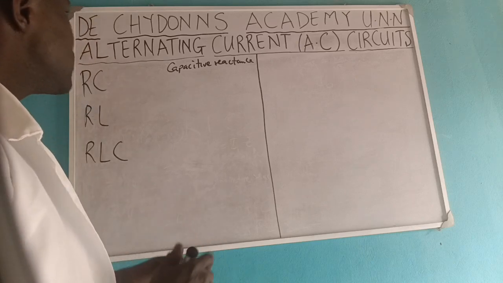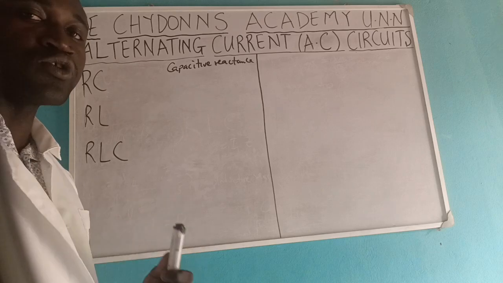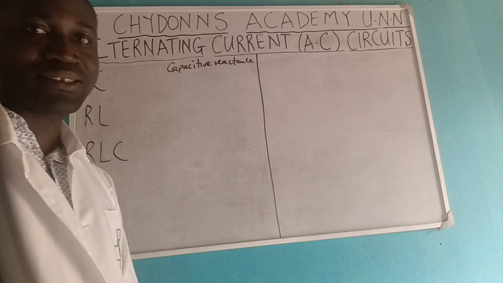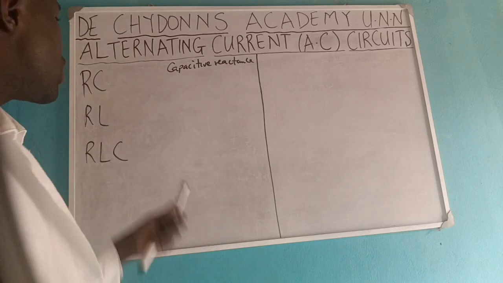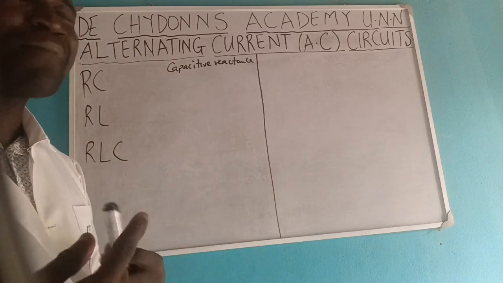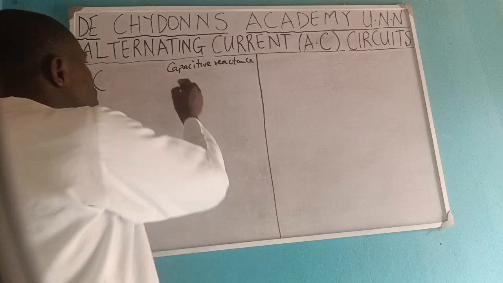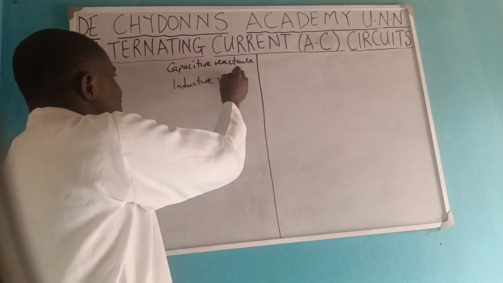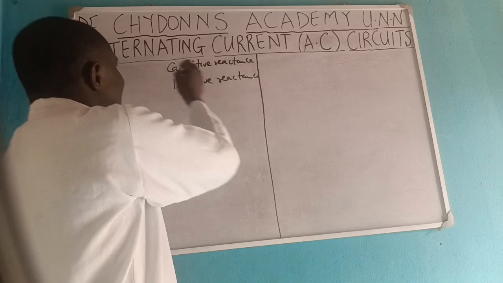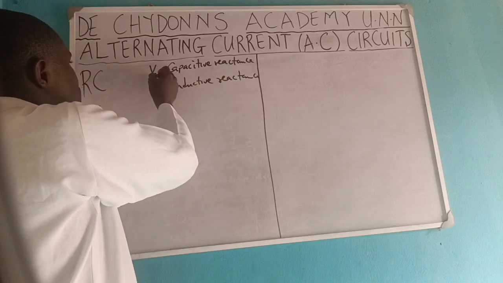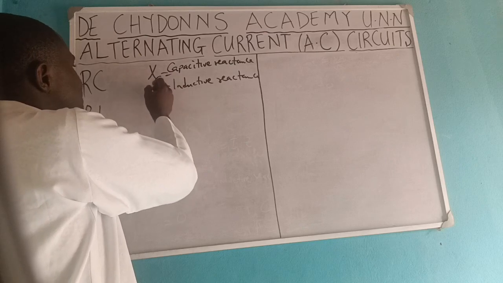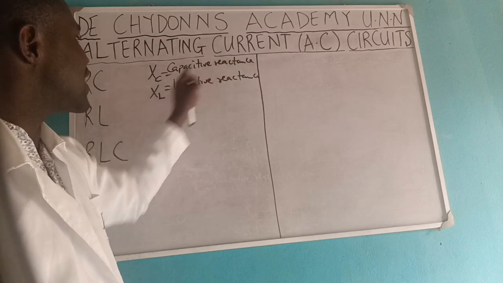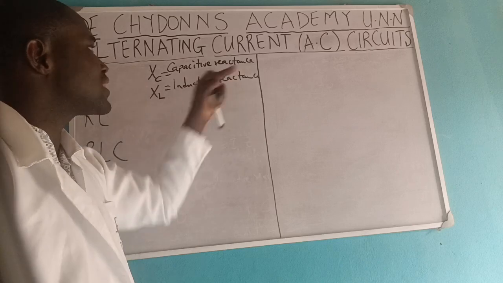But when the current is opposed by a capacitor, we call it capacitive reactance. Also, the opposition to the flow of electric current by the inductor is called inductive reactance. This one we represent with XC, whereas this one we represent with XL. XC means capacitive reactance, XL means inductive reactance.